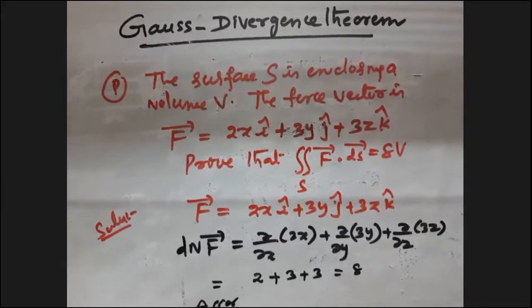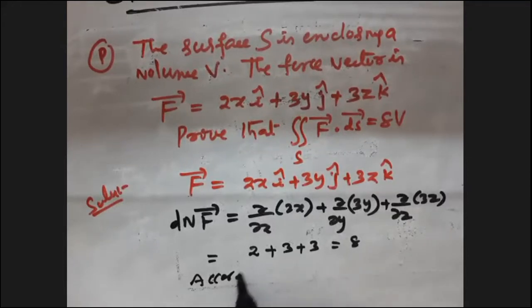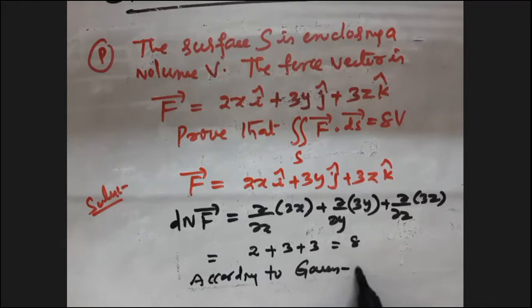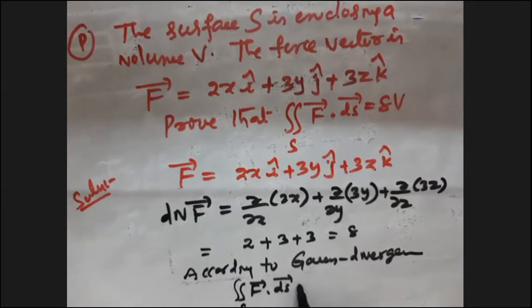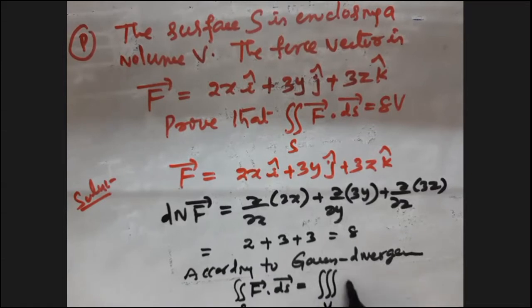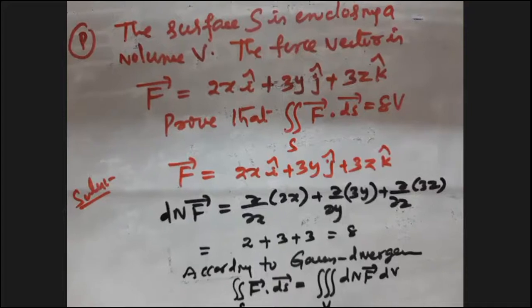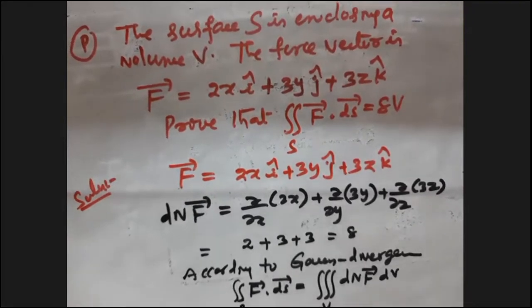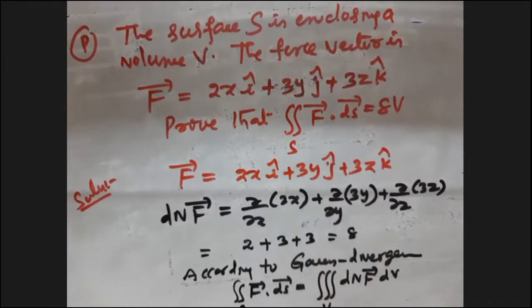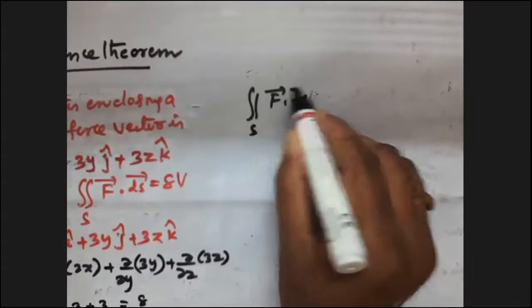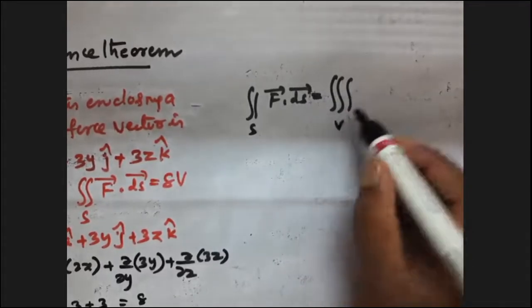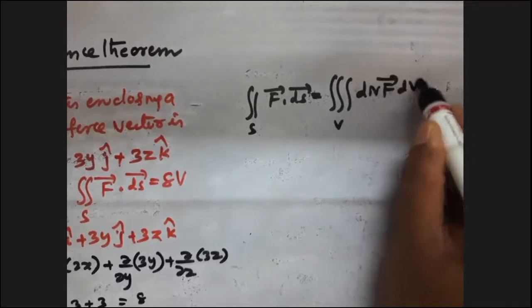According to Gauss divergence theorem, so what is the statement? Gauss divergence theorem: the surface integral of F bar dot dS bar is equal to the volume integral of divergence of F bar dV. In the problem, he's asking the surface integral of F bar dot dS bar, so that equals the volume integral. Surface integral F bar dot dS bar is equal to volume integral divergence of F bar dV. This is according to Gauss divergence theorem.